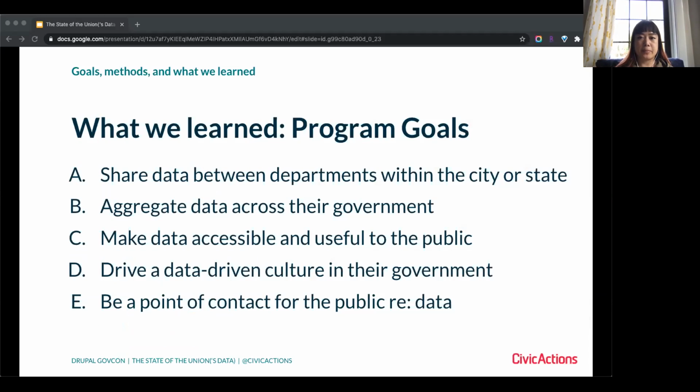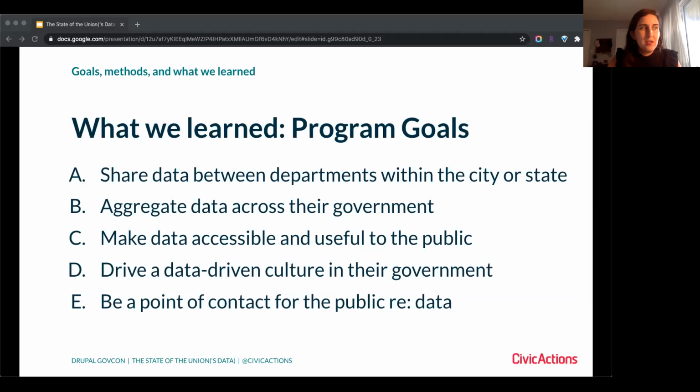Okay, so what we learned is that the following were open data program goals. To share data between departments within the city or state, to aggregate data across their government, to make data accessible and useful to the public, to drive a data-driven culture in their government, and be a point of contact for the public through data. So we found a lot of consistency across goals, and you can see that these are very lofty goals.